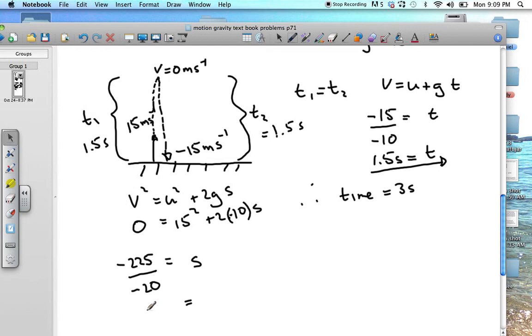So that is going to be what? 225 divided by 20 is, well, you can calculate that for yourself. That will give you your height. Alright, that goes into that. Okay, good. So you calculate that. Thank you very much.